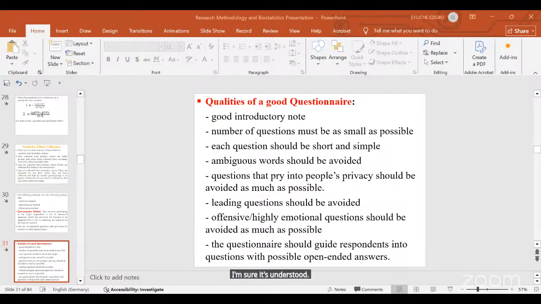Next is that leading questions should be avoided. Leading questions should be avoided. What do you mean by leading questions?